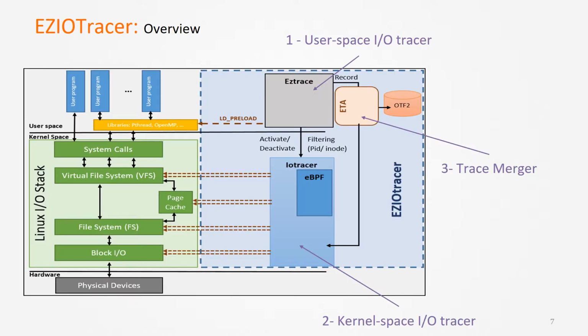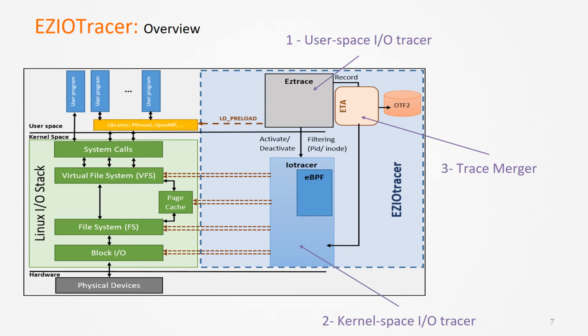In this section, I will detail the design of EZIOTracer. At first, I give an overview. EZIOTracer is a unified IO tracer for both kernel and user spaces. EZIOTracer is composed of three components.